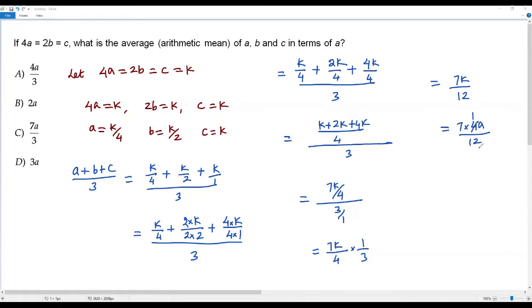Now 4 goes into 4 one time and 4 goes into 12 three times. So here we have 7 times 1a, which can be written as just a, and in the denominator we have 3. Now I got the average, the arithmetic mean of the three quantities a, b and c in terms of a. That is 7a over 3. We find this 7a over 3 in answer choice C. So the correct answer choice for this question is option C.